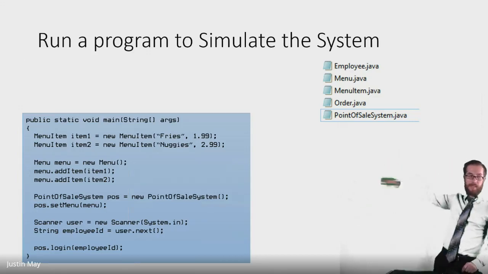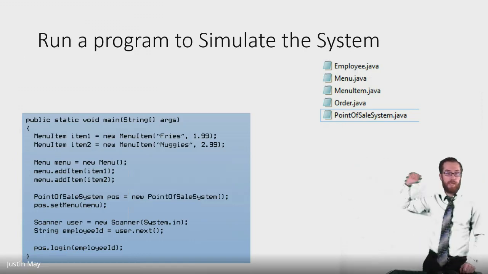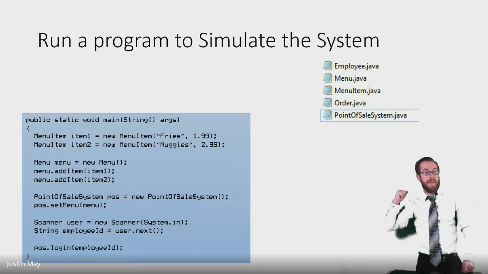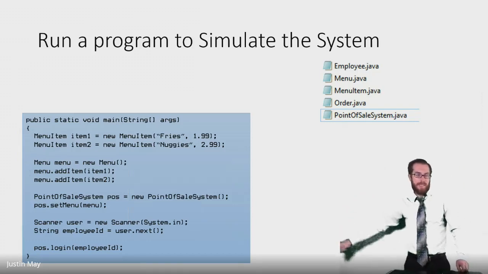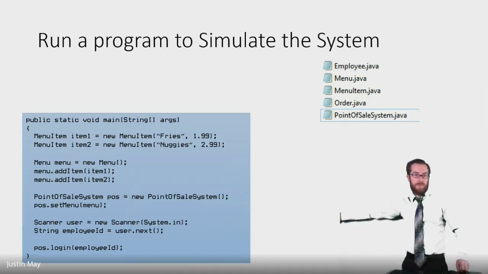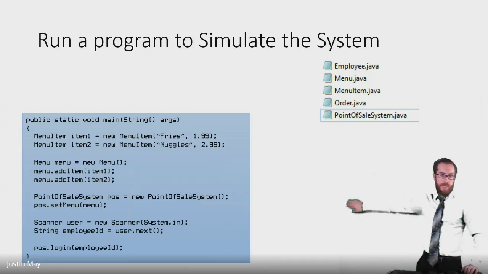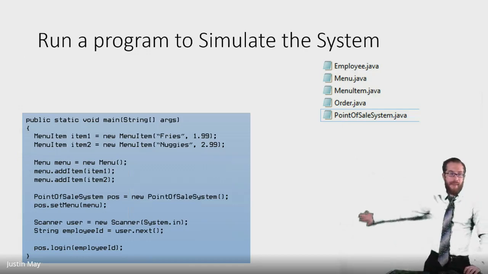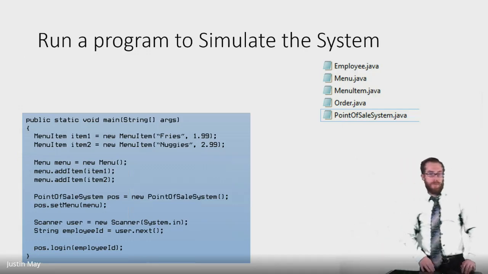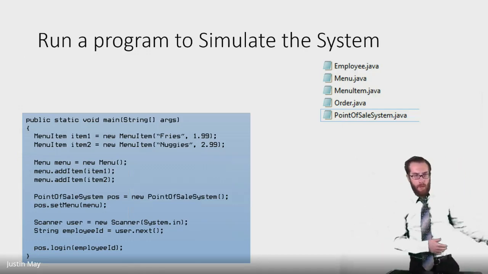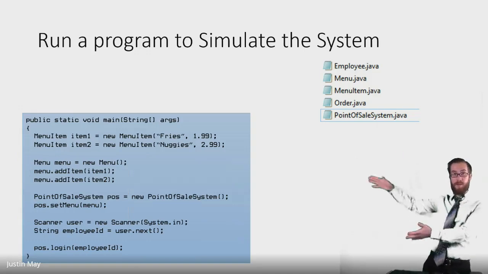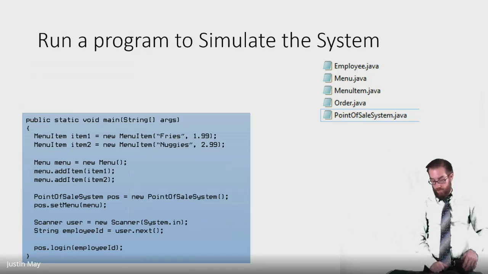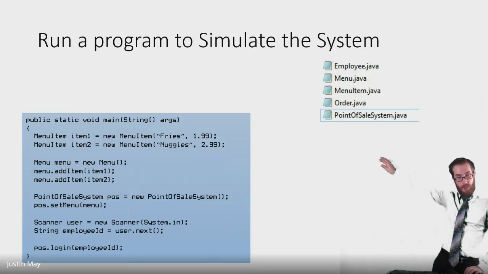In this example, it's creating some menu items. It creates some fries and some nuggies. It creates a menu and it adds those items to the menu. It creates a point of sale system object. It adds the menu to the point of sale system. It asks the user to enter their employee ID, and then it logs in that employee to the point of sale system. And there would probably be more code to display all of the menu on the screen so you can touch the buttons and produce an order and a receipt and whatever. But this is the code that actually makes stuff happen.